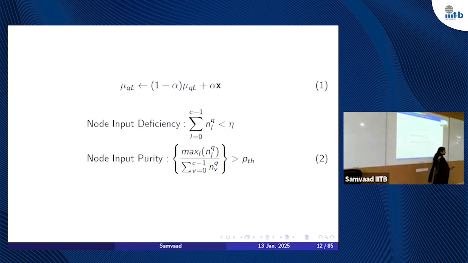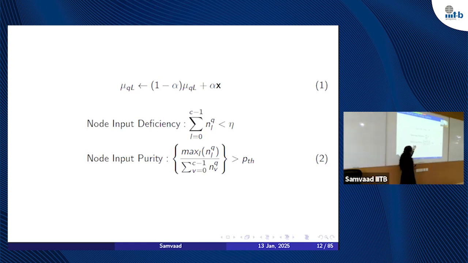Node input deficiency, that is the number of data coming into the node. If it is less than some parameter eta, which for my design was 5, meaning fewer than 5 data instances are coming to that node, then we don't need to split it further. It can be declared as a leaf node, where only the decision is stored. There is no criteria to be checked.